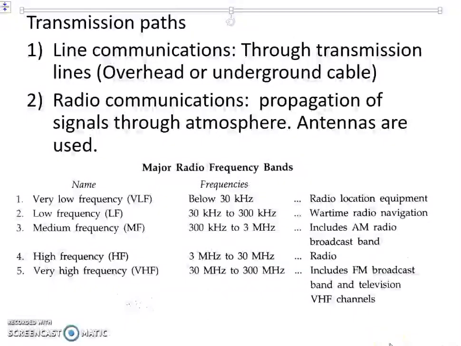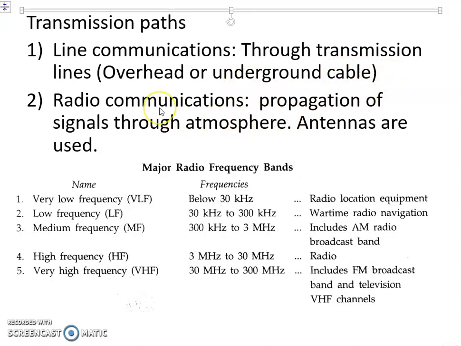Now let us discuss transmission paths. Here the transmission of a message can be carried out by means of two paths. One is line communication and the second one is radio communication. The most common forms of line communication are telephone and telex networks. These line communications are carried out using overhead transmission lines or else underground cables.